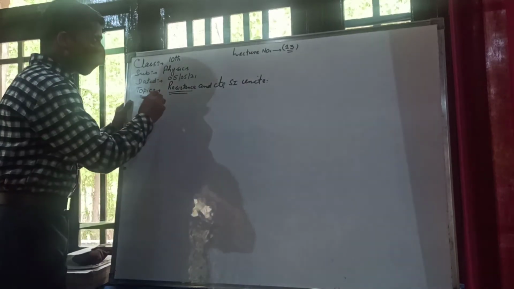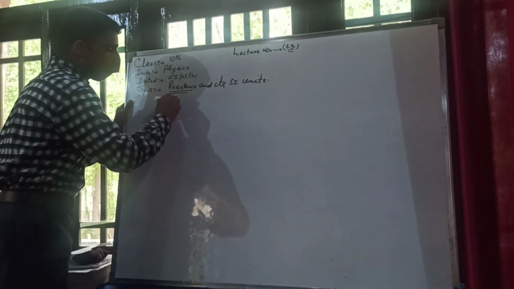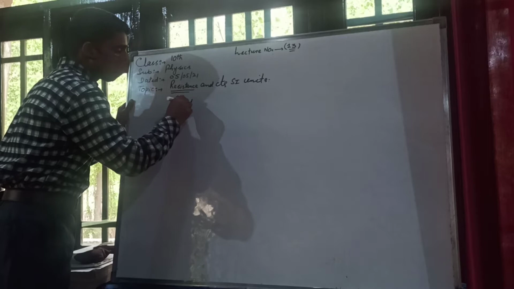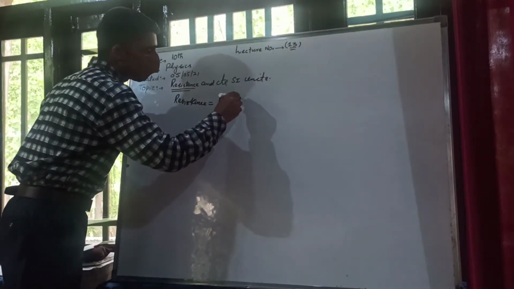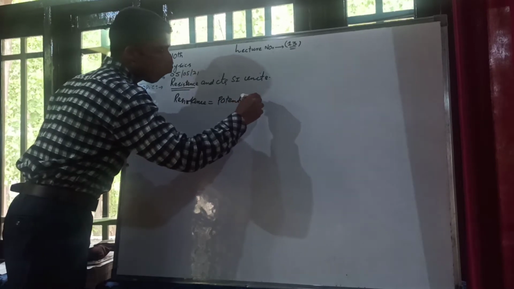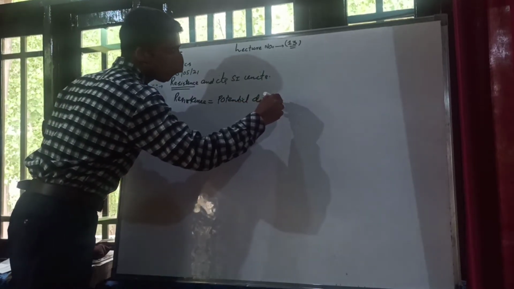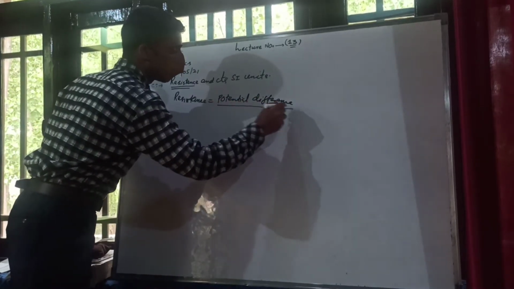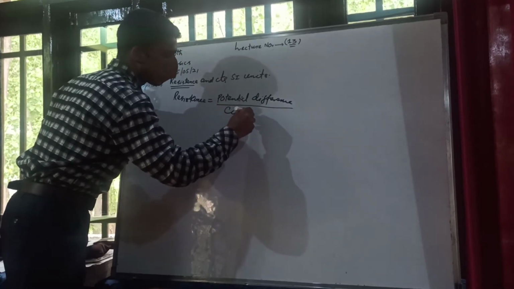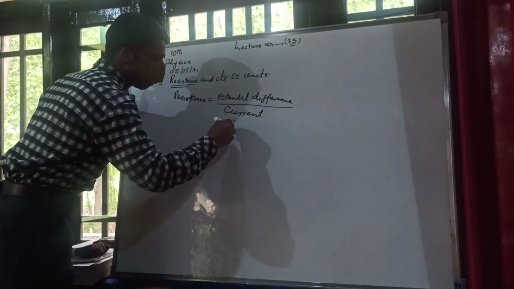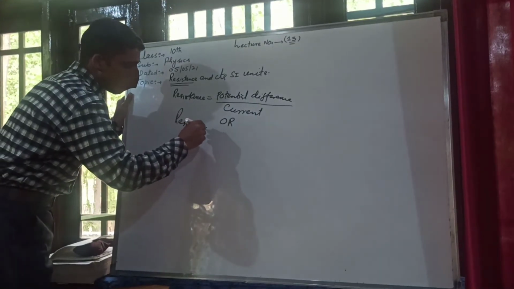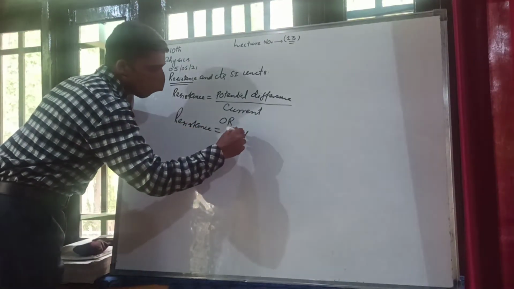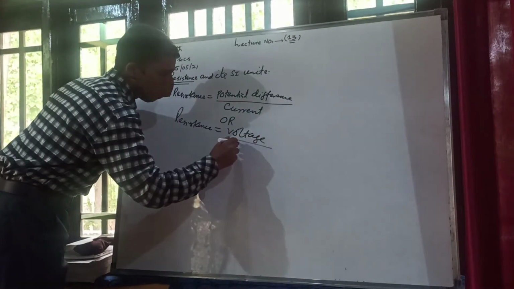Also, this resistance is mathematically equal to potential difference upon current. Or sometimes we say resistance is equal to voltage divided by current.